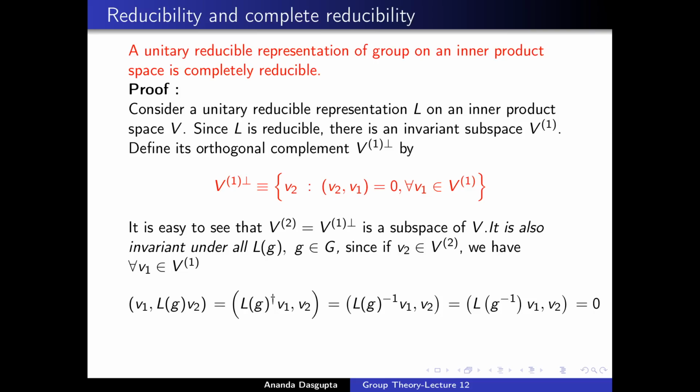So what does this mean? It means if you start with a vector in capital V2, namely small v2, apply L of G on it, the resulting vector has to be orthogonal to any vector small v1 in capital V1. Hence L of G v2 is in capital V2, and so V2 is invariant under L.